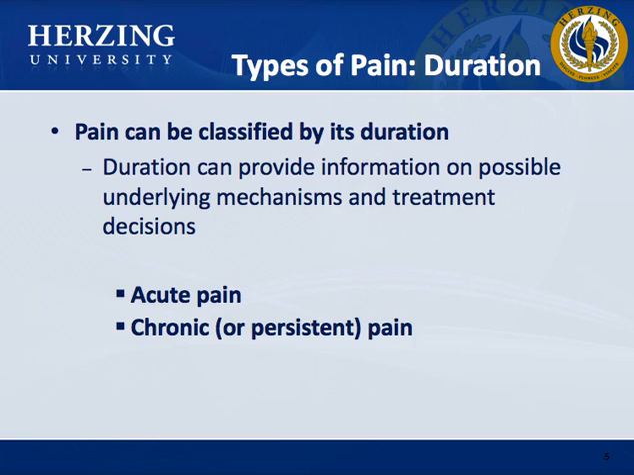Pain can also be classified by its duration. Acute pain is short-term and self-limiting. It often follows a predictable track and dissipates after the injury heals. Acute pain has a self-protective purpose. It warns of actual or threatened tissue damage.